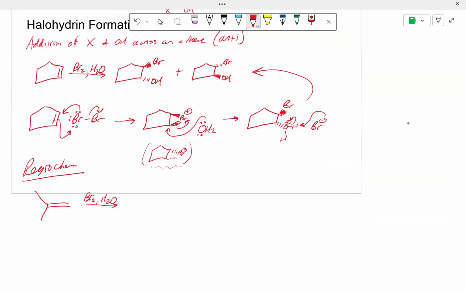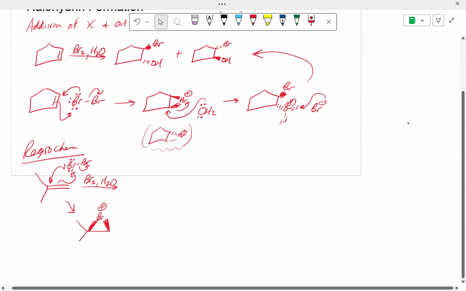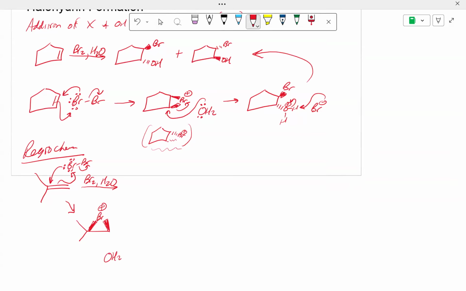So we're going to add bromine and water. First step is bromine will attack one side of the double bond. Pi electrons make a bond to that same bromine. And we get this bromonium ion bridge. Now I'm just going to draw it upwards, but the downwards ring is also formed. And now the water has a choice. It could attack this carbon or it could attack this carbon.